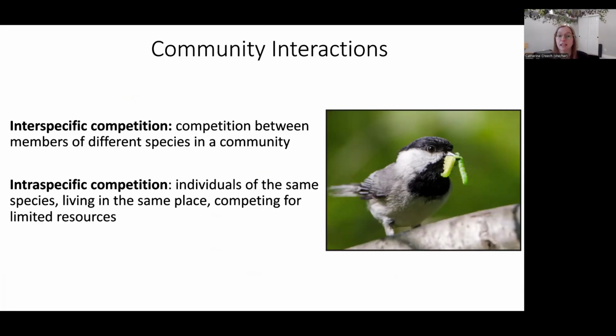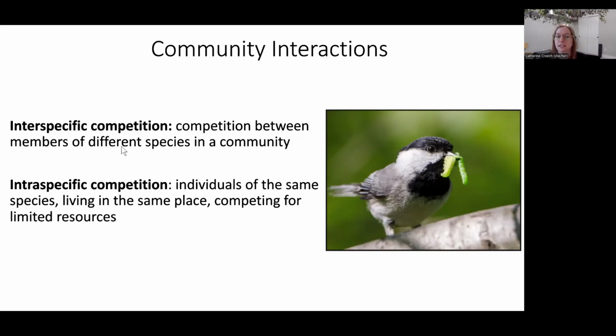Then we have two ways that we can classify our community interactions. We have within a species or between species. So we're going to use our prefix inter or intra. Inter is going to be between different species. And I always remember this because I think interstates go between states. And intra is within a species. I think intravenous drug, it's inside your veins. That helps me organize these two things.